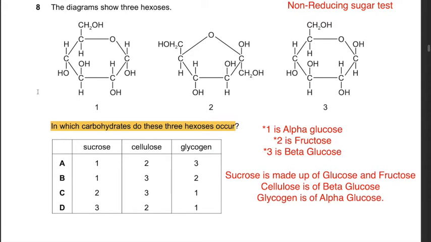Question 8. The diagram shows 3 hexoses. Hexoses means 6 carbon sugar units. In which carbohydrates do these 3 hexoses occur?